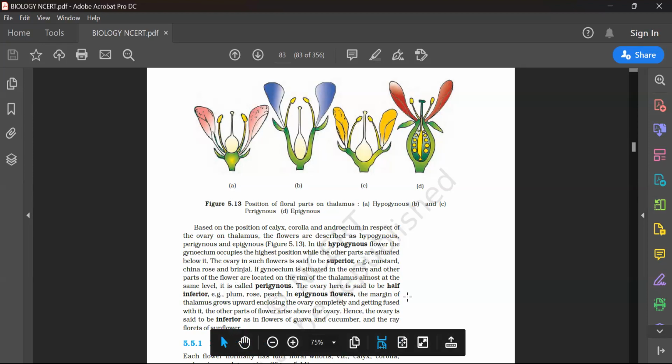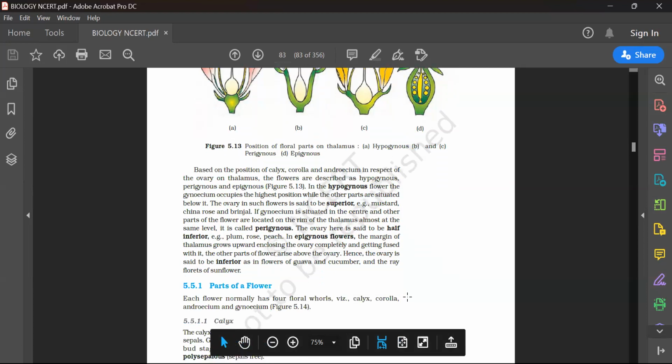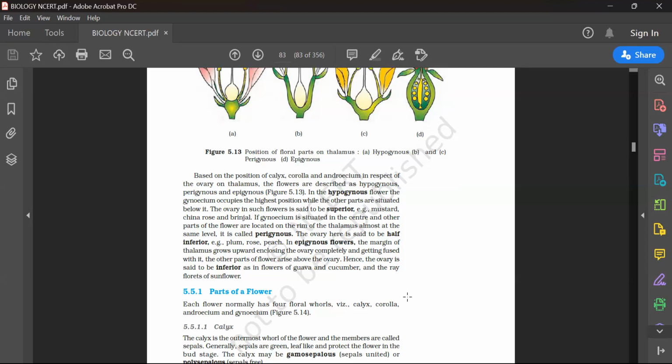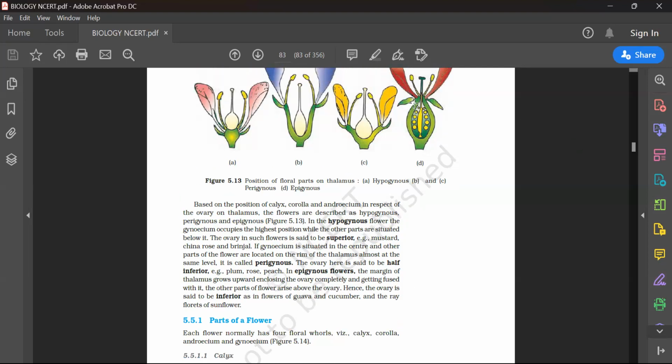In an epigynous flower, the margin of the thalamus grows upward, enclosing the ovary completely and getting fused with it. The other parts of the flower arise above the ovary. Hence, the ovary is said to be inferior, as in the flowers of guava and cucumber. The thalamus completely encloses the whole gynoecium, and the other parts arise above the ovary. Okay. Now, next, let's see the parts of a flower.